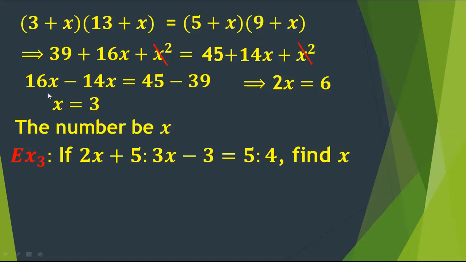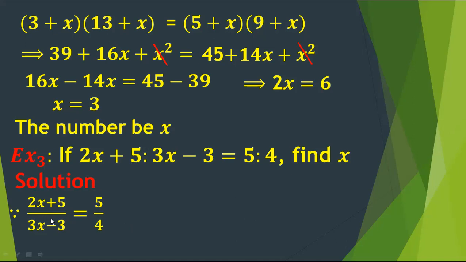Another idea: if 2x plus 5 to 3x minus 3 equals 5 to 4. We studied before, we can write the ratio as a bar fraction or with this sign, which means division. Then we can write it as 2x plus 5 over 3x minus 3 equals 5 divided by 4.